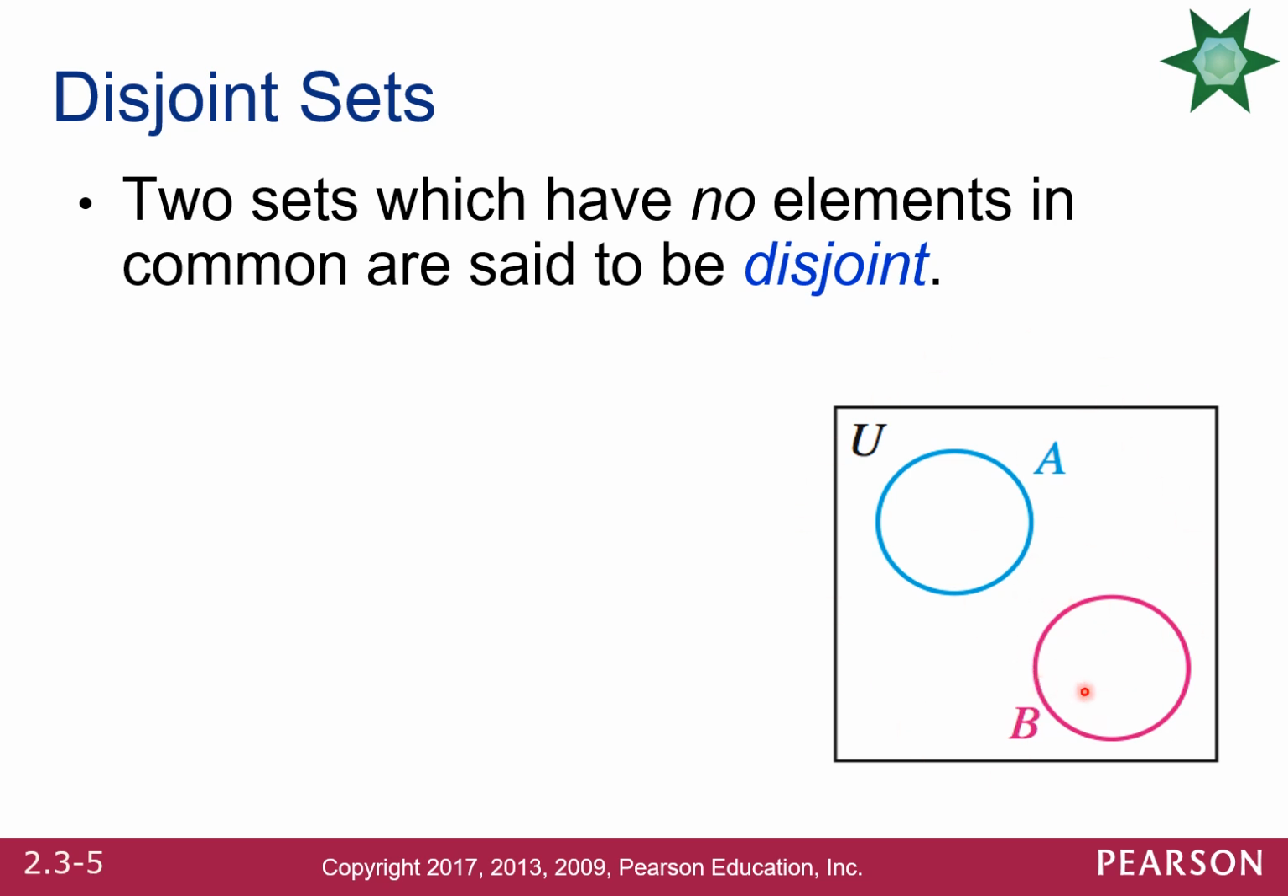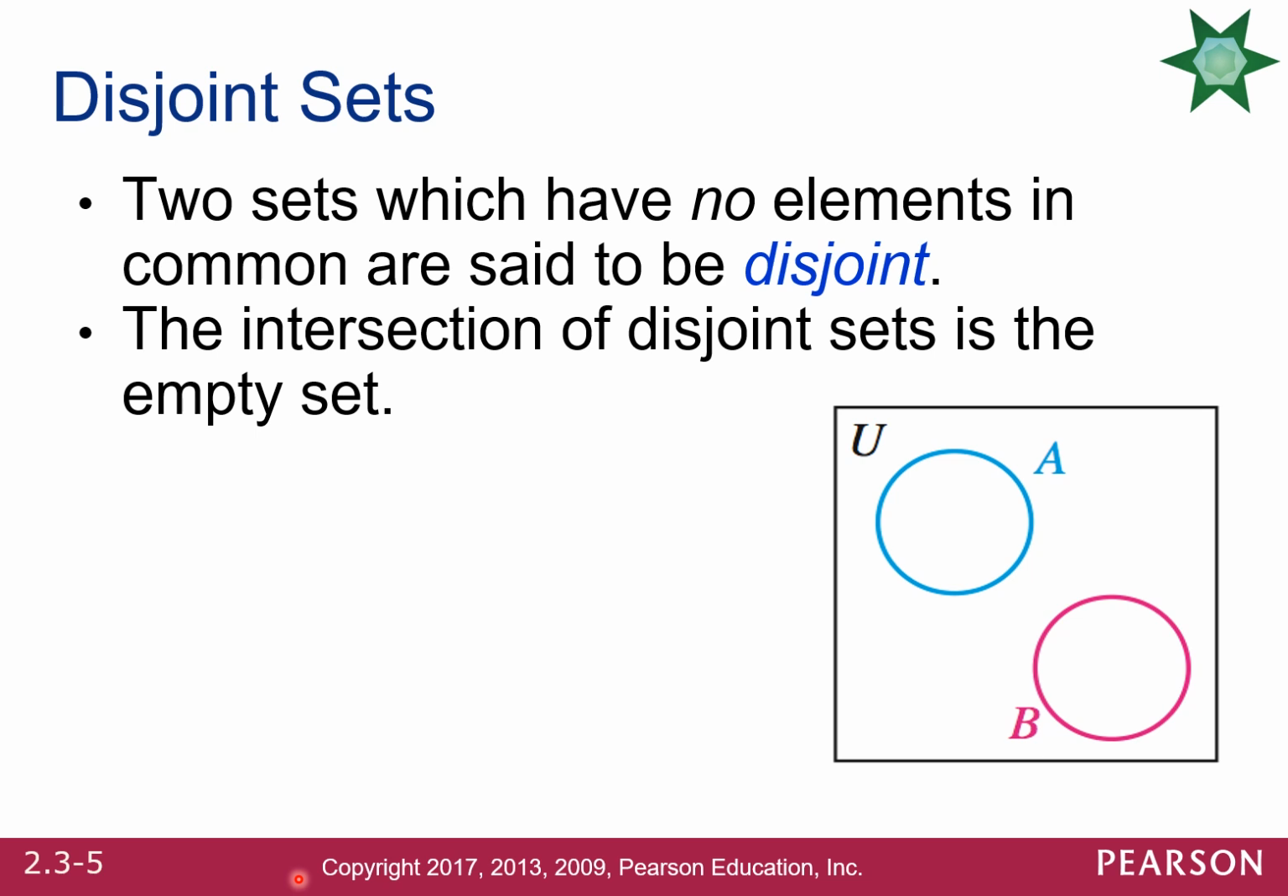Universal elements. Now, here we see that these two circles are separated. They are not linked in any way. They are not connected, which tells us that they have no elements common between them. All right? And when there are no common elements between two subsets, they are known as disjoint sets. And the intersection of disjoint sets is the empty set.